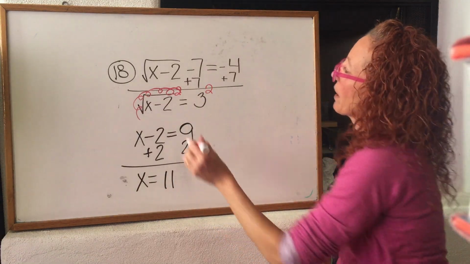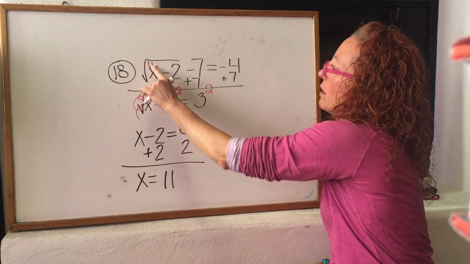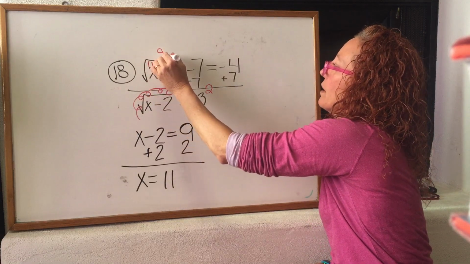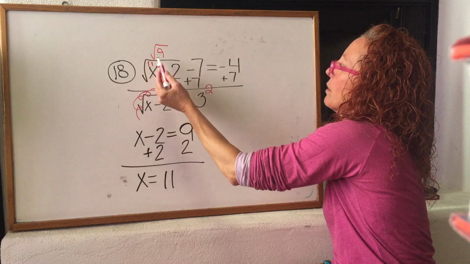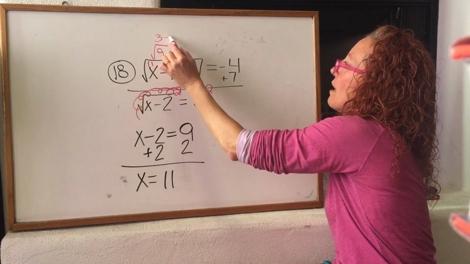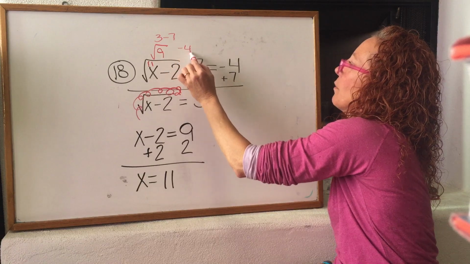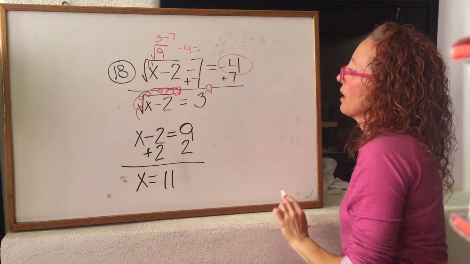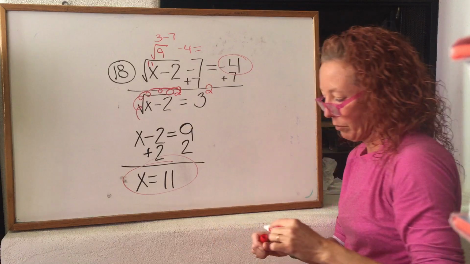Let's plug 11 back in just to double check. 11 minus 2 is 9. It's underneath the square root. The square root of 9 is 3. Minus 7 is negative 4. And that equals negative 4. So we're good with that.